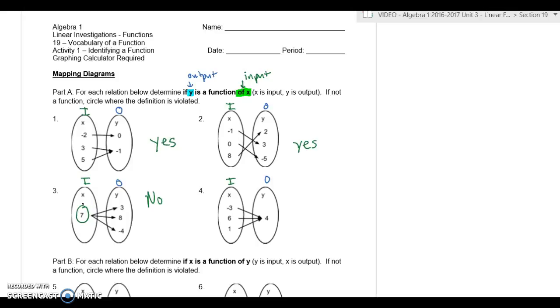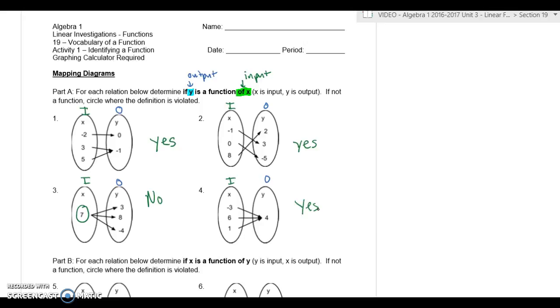And then at 4, same idea here. We got 3 different inputs going to the same output. That is okay. The key is, do you know what you get when you plug in negative 3? Totally, we get 4. Do we know what we get when we plug in 6? Absolutely. It's still 4. If we plug in 1, we get 4. So that would be a function.